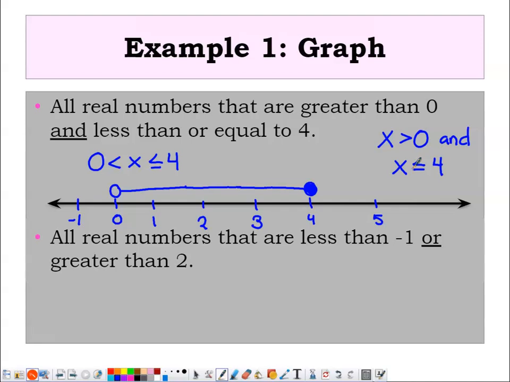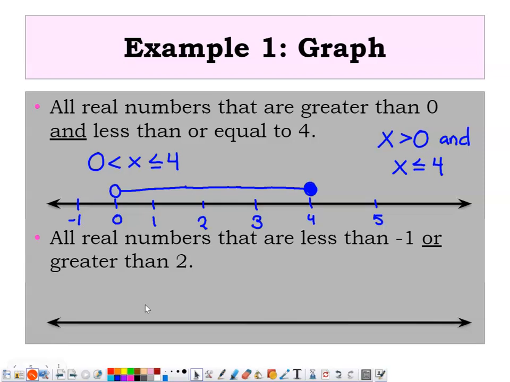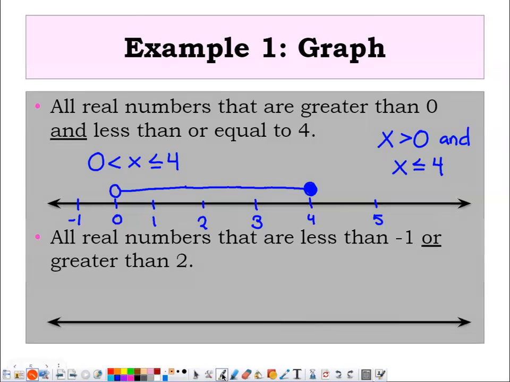So we want to graph all real numbers that are less than -1 or greater than 2. Okay, so again, I'm just going to write it as a mathematical statement. So all real numbers, we're going to say x, less than -1, or we need to include that word or, greater than 2. So x is greater than 2. Okay, and then same thing, let's graph that.